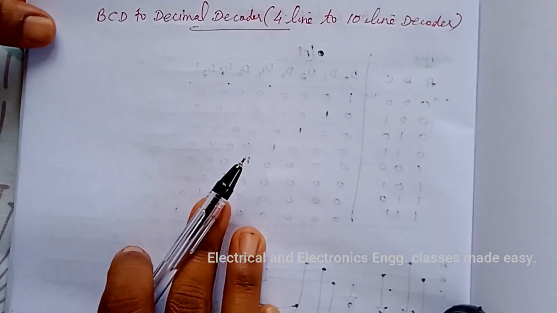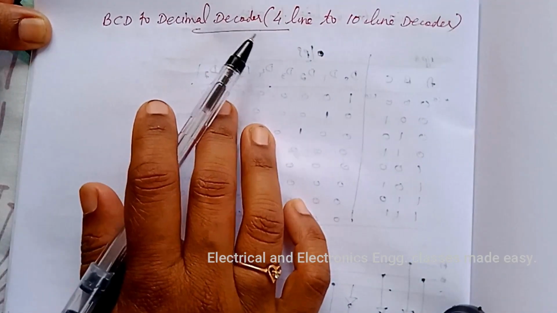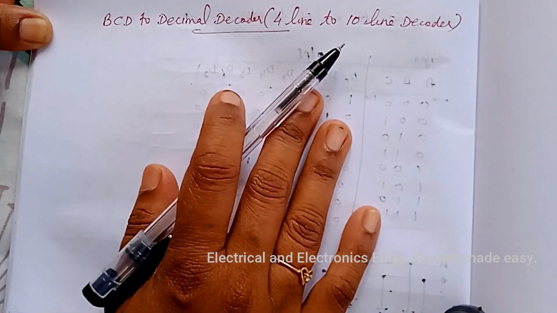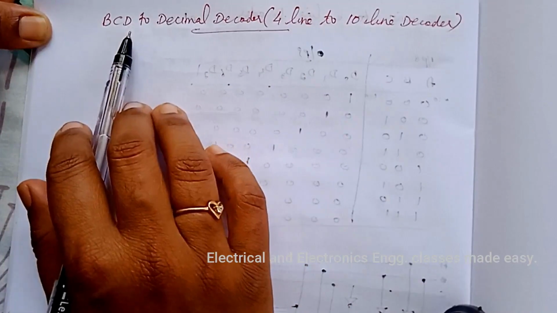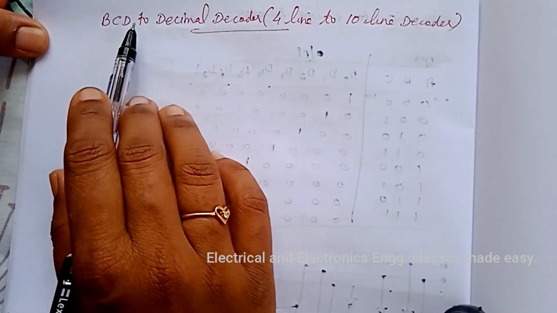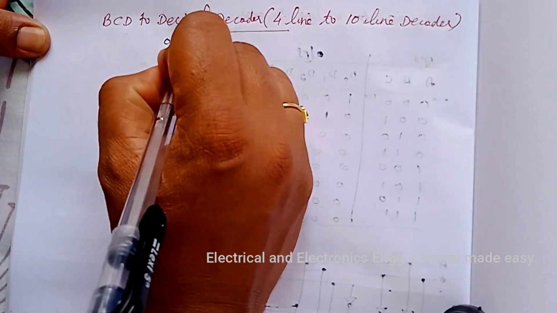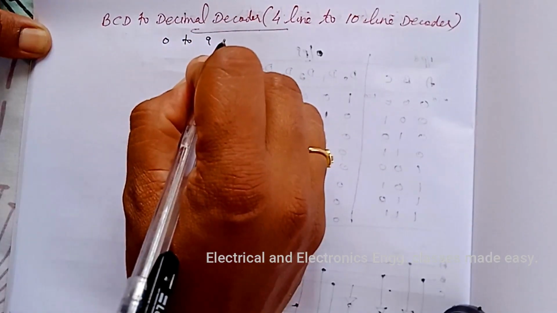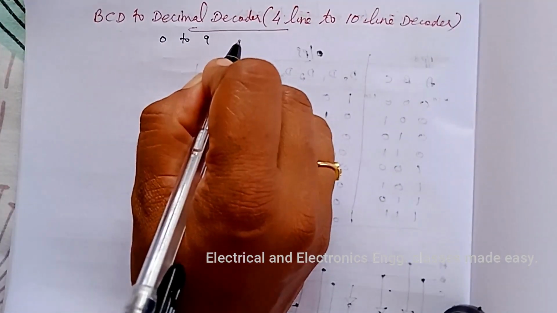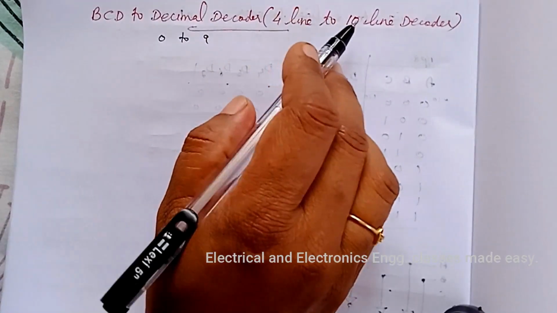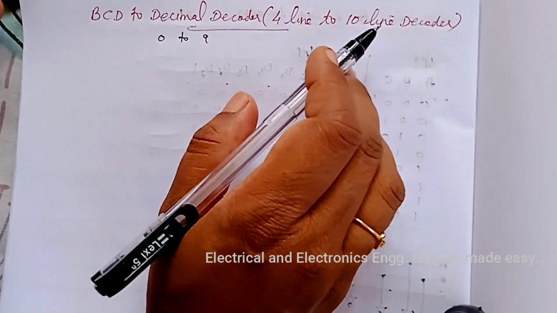Next is the BCD to decimal decoder, also called a 4-line to 10-line decoder. Because in the BCD number system, we know the numbers 0 to 9 are valid and from 10 to 15 are not valid. So it is called a 4-line to 10-line decoder.